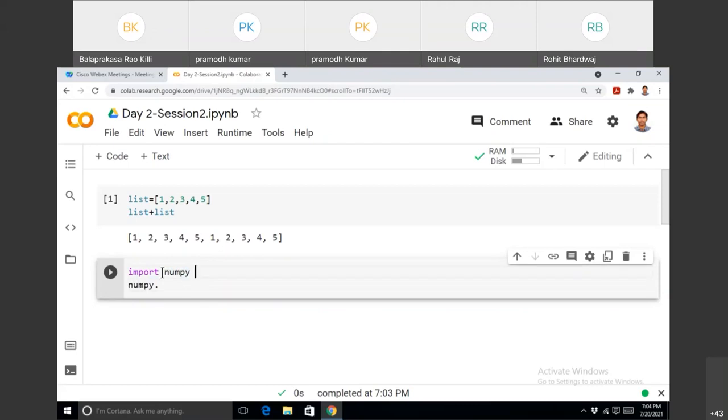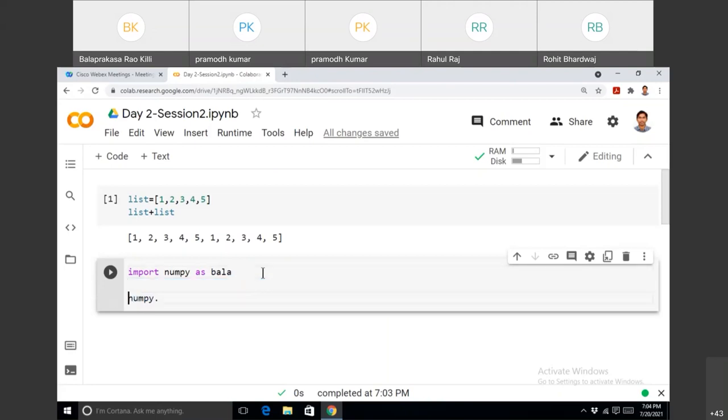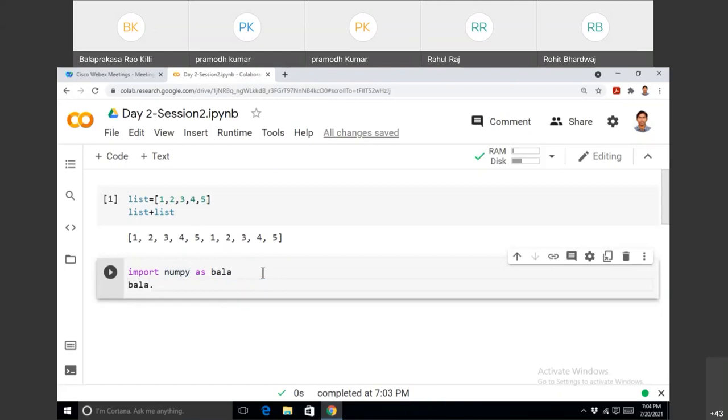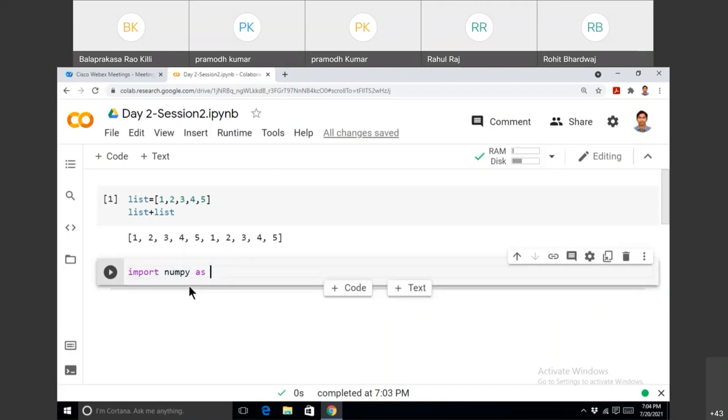Instead of writing this every time, you can use a shortcut notation. For that, we use the keyword as. So import numpy as np. This is the general word used for NumPy. You can use any name here. If I want to use Bala, I can use Bala also. Then if I want to use some function inside NumPy, I have to call bala dot that function, and it will simply work. So this is the basic syntax of importing any library. Here I am importing numpy, so let me keep it np only.